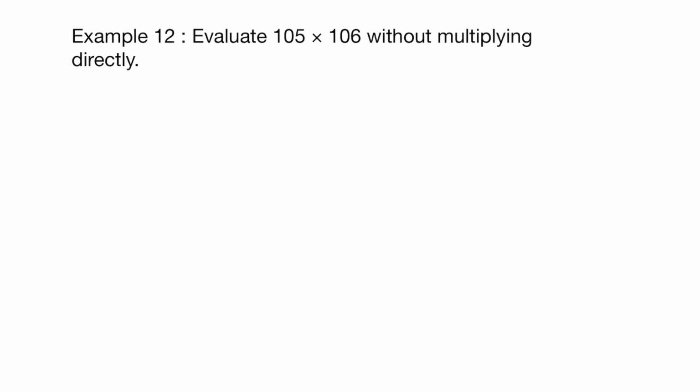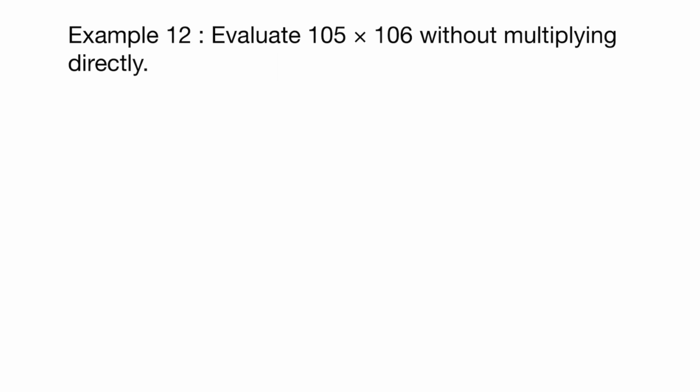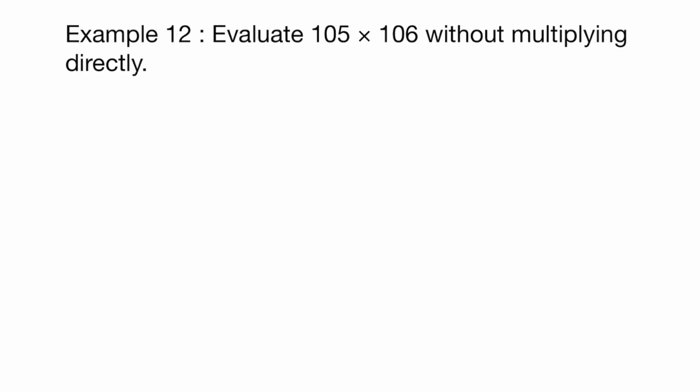Okay, so example 12. Evaluate 105 into 106 without using multiplication directly. So 105 into 106, you are going to find the value of this product, but you are not supposed to multiply it directly. So how do we find that? A simple trick is, these are numbers that are so close to 100, right? So what you can do is, you can write it as a sum of two numbers of which one is 100. So it can be written as 100 plus 5 into 100 plus 6, right? Because these are very close to 100, you are writing it as 100 plus 5 into 100 plus 6.